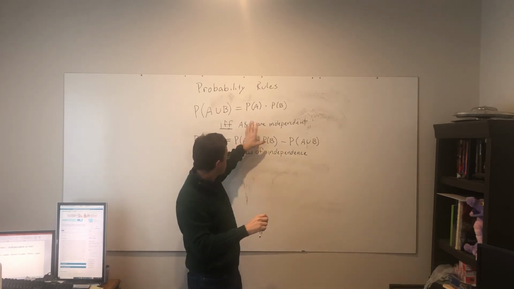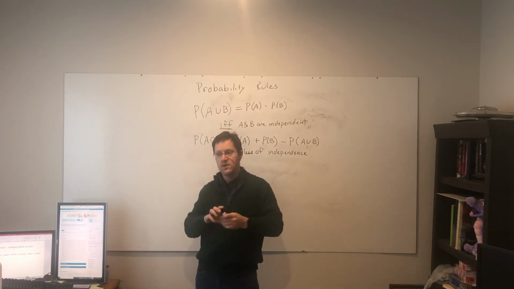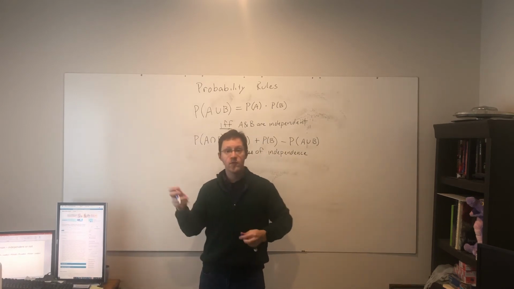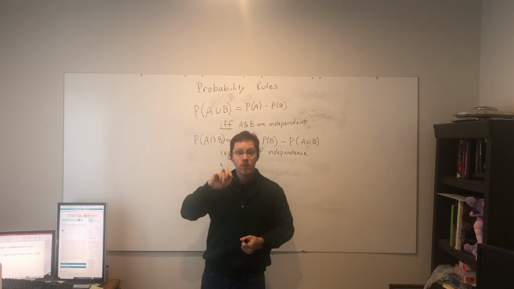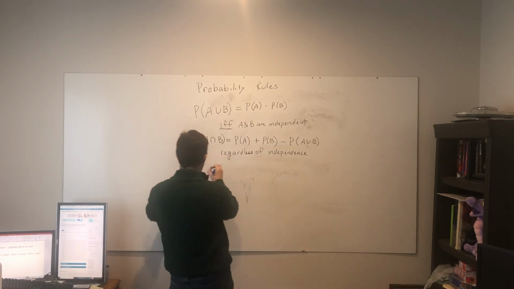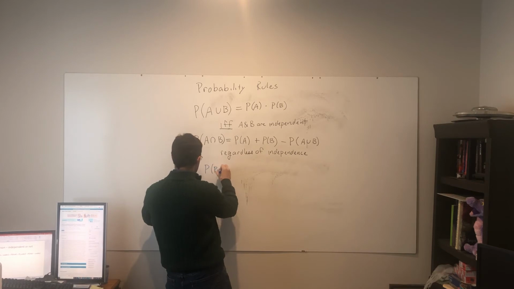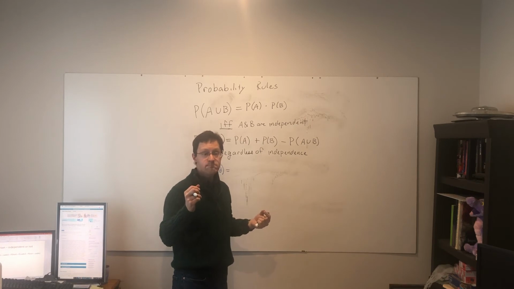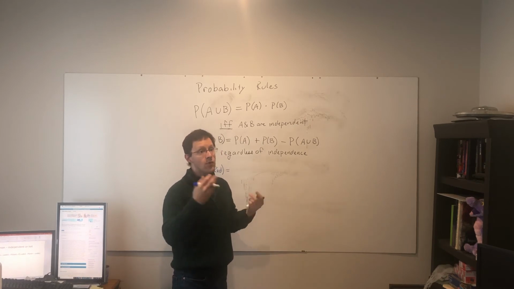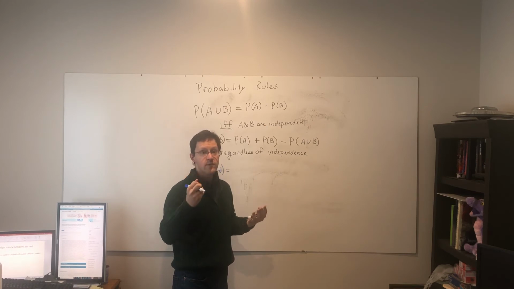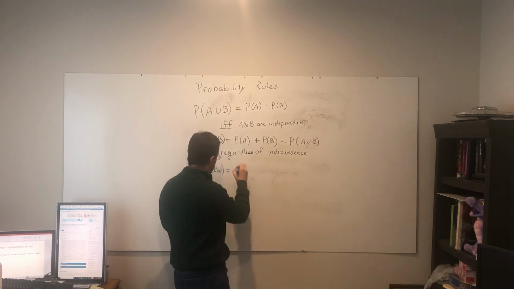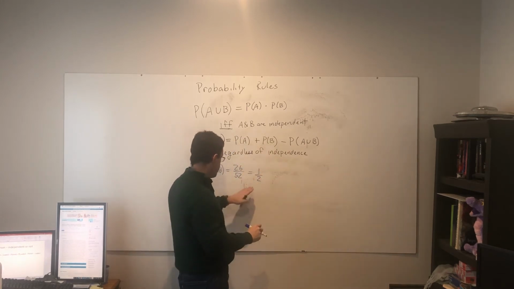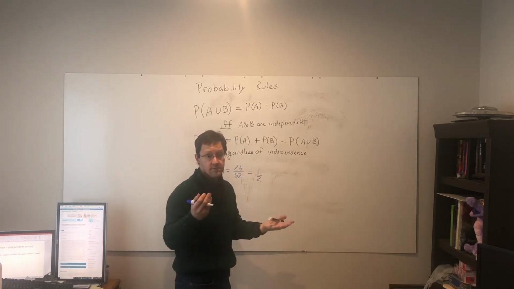So to illustrate both of these, I'll pull a couple examples from a deck of cards. The probability of red. So I pull a card out of the deck. How likely is it that it's red? Well, assuming I've taken out the joker, there are 52 cards, 26 or half of them are red. So that's a half.